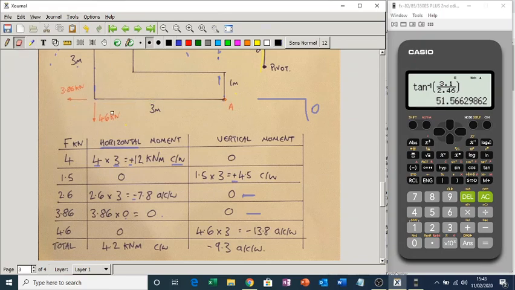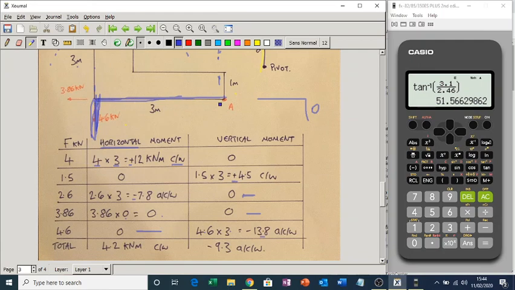And then the last one's 4.6. The 4.6 is going vertical, so we're going to have a vertical moment. It's not going horizontal, so there's going to be no horizontal moment. So again, force times distance. There's my force, 4.6 coming that way, and my distance here again is 3. So 4.6 times 3 is 13.8.